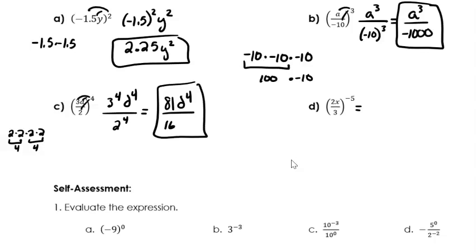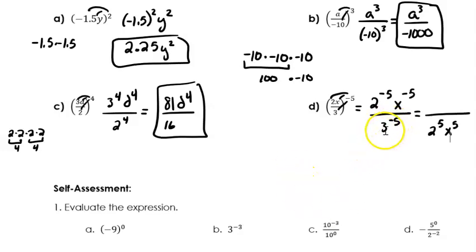All right, this one is the same thing. We've got a power of a product and a power of a quotient where we're distributing. And then we also have a negative exponent. So we have 2 to the negative 5th, x to the negative 5th over 3 to the negative 5th. Now, the 2 to the negative 5th moves to the bottom and becomes 2 to the 5th. The x to the negative 5th moves to the bottom and becomes x to the 5th. And the 3 to the negative 5th that was down here on the denominator moves up here and becomes 3 to the 5th. Once you move them, notice I made them positive. So we can leave them like that.